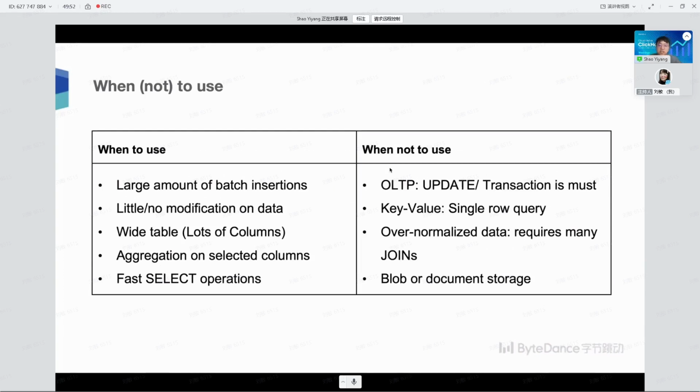So hopefully this chart and these points can give you a starting point on deciding if you want to try out ClickHouse. But if your use case satisfies the left part of the table, feel free to do it, and you will never regret it.